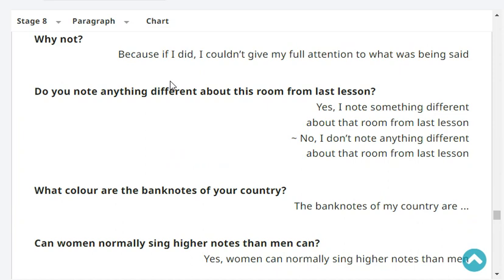Do you note anything different about this room from last lesson? Yes or no? No, I don't note anything different about that room from last lesson.